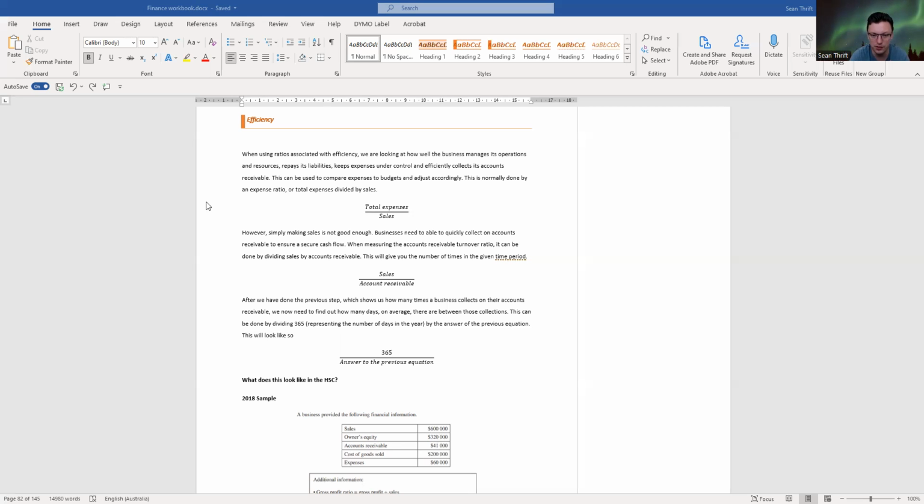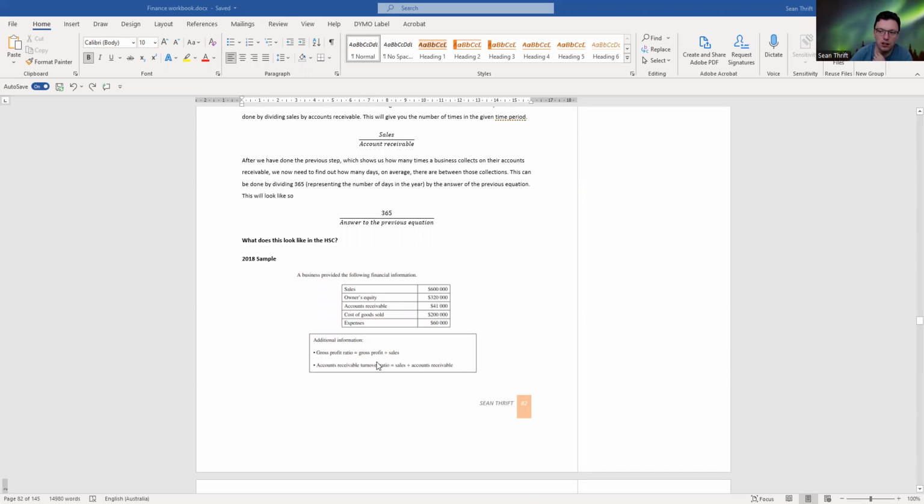Now, after we've done the previous step, which shows us how many times a business collects on their accounts receivable, we need to find out how many days on average there are between those collections. Keep in mind that the previous formula, if they have given you, let's say, an accounting period of a year, will show you how many times in that year they have collected on their accounts receivable. The one we're going to be looking at now is, on average, how many days does it take for them to collect on their accounts receivable? How many days in between each of those collection periods? This can be done by dividing 365, representing the number of days in the year, by the answer of the previous equation. So this is what it looks like here: 365 over the answer to the previous equation.